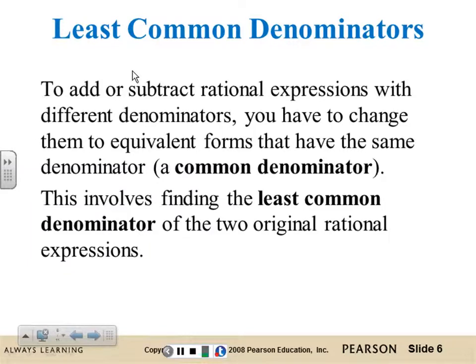Alright, so finding the least common denominator, and we're going to use this topic in the next section. If you have a common denominator, you don't have to worry about this. But finding a common denominator is really difficult, and I wanted to do it here so that when we have to find a common denominator, we'll know how to do it. To add or subtract rational expressions with different denominators, you have to change them to equivalent forms that have the same denominator. In other words, a common denominator. This involves finding the least common denominator of the two original rational expressions. So let's see how that's done.